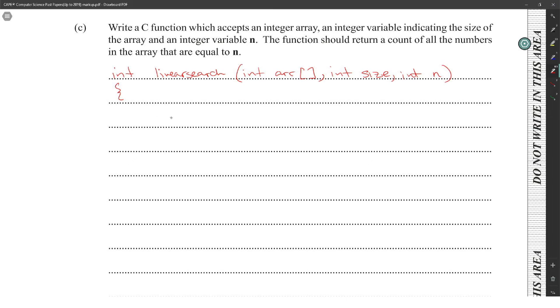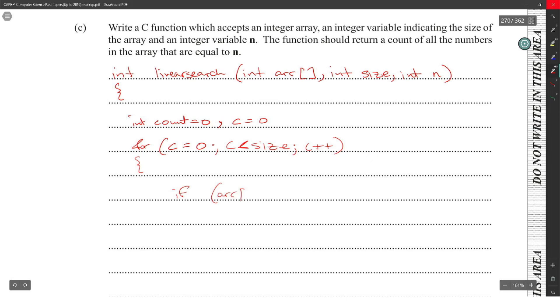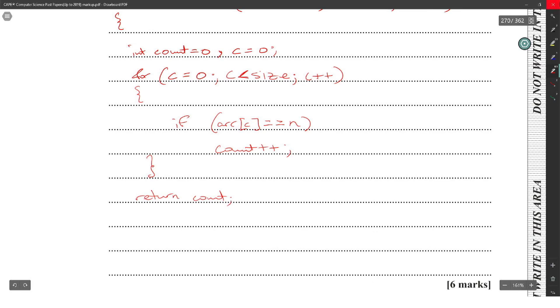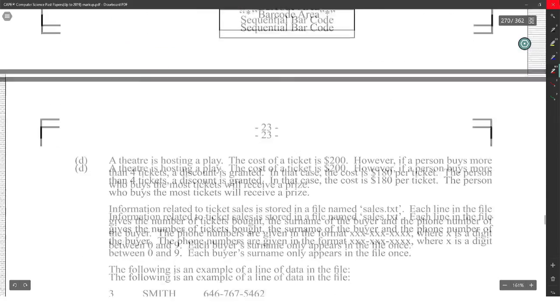And then we are going to create a variable for the count. Count is equal to 0. And then we create a for loop: for c is equal to 0, c less than size, c plus plus. We are going to say if arr at location c is equal to n, then count plus plus, giving a count of all the numbers equal to n, and then return count, and that's it. Yeah, that's baby food, man.